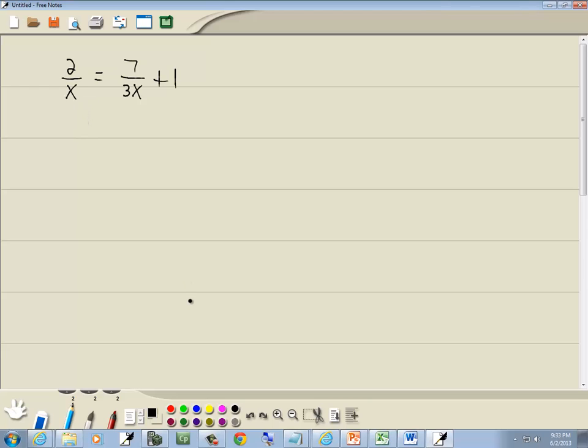Remember, our first step is to get rid of our parentheses. We don't have any. Second step is to get rid of our fractions. Now, with rational equations, to get rid of our fractions, what we first have to do is factor all of our denominators, if necessary. Now, these first ones are pretty straightforward. Here I got x and 3x.